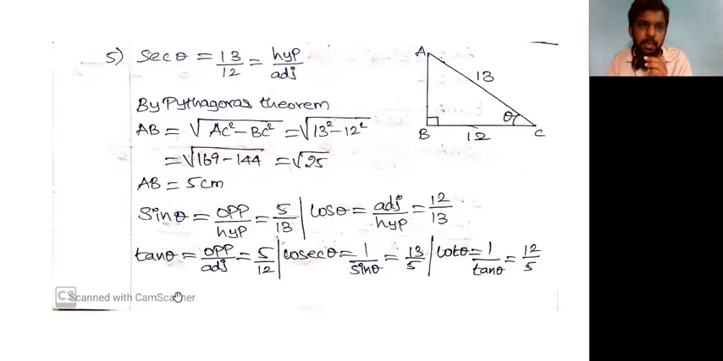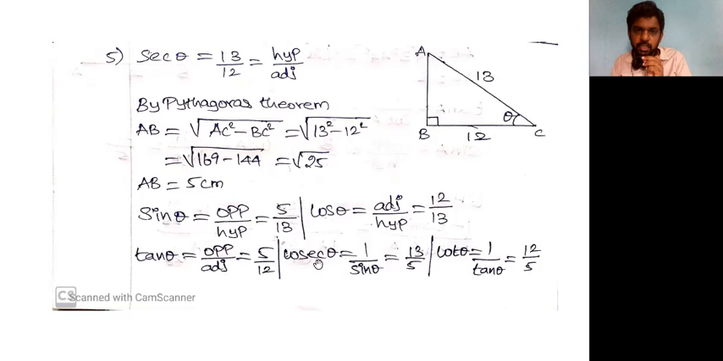So we have to find the remaining trigonometric ratios. We know secant theta. We have to find sin theta, cos theta, tan theta, cosecant theta, and cot theta. So sin theta is equal to opposite by hypotenuse, which is 5 divided by 13. Cosine theta, adjacent divided by hypotenuse, 12 divided by 13. And tan theta is given by opposite divided by adjacent. Opposite is 5, adjacent is 12. Cosecant theta, which is the reciprocal of sin theta. So sin theta is 5 by 13. Therefore, cosecant theta is 13 by 5.